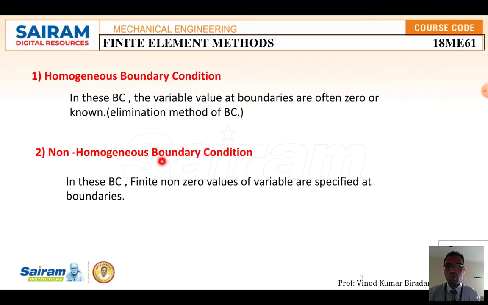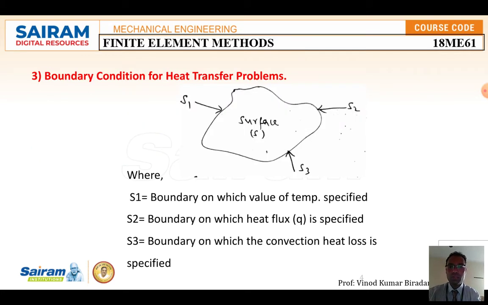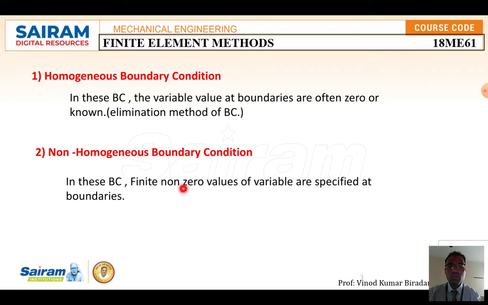So what does non-homogeneous boundary condition mean? In this boundary condition, finite non-zero values of the variables are specified at the particular node or boundaries. That is the difference between homogeneous and non-homogeneous. In the homogeneous case we consider zero or known values, whereas here non-zero values of the variable are specified at the particular boundaries, which is called the non-homogeneous boundary condition. If you solve numerical problems on homogeneous and non-homogeneous boundary conditions, you will understand this.